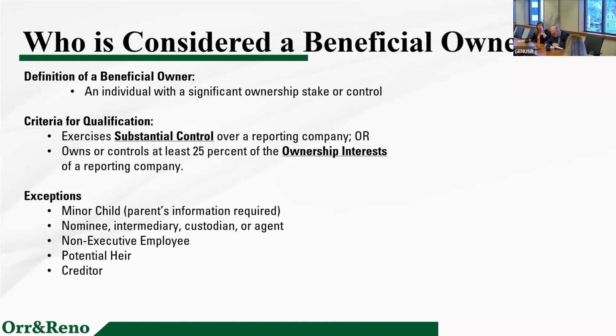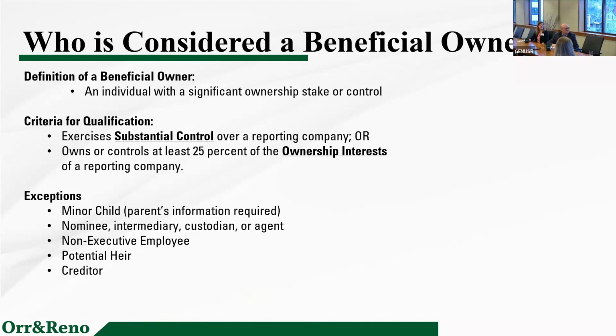But there are these other exceptions. Even if someone owns a certain amount and exercises substantial control, there might still be an exception that applies to having to report that individual on one of these reports. The exceptions are minors, so children. Apparently, they don't say someone under 18, so it depends on the state. There might be some state where it's 16, but they don't use the age of 18 or anything like that.